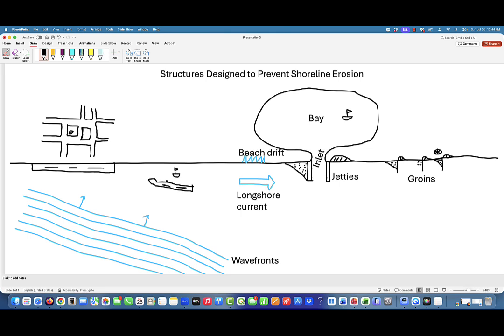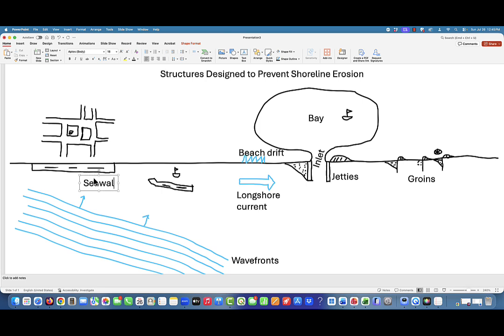So we've added two new structures to the map. I'll go ahead and label these now. This is called a seawall here, and this one over here is called a breakwater. So the breakwater is used to create protected water behind the breakwater, primarily for ships, and the seawall is designed to protect the community from either breaking waves or storm surges. And that's it.